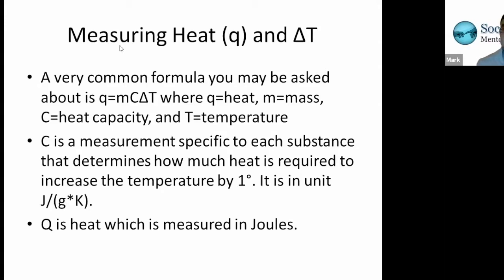C is a measurement specific to each substance, and it determines how much heat is actually required to increase the temperature by 1 degree, right? And this can be 1 degree Celsius, 1 degree Kelvin, they're the same again. It is in units of joules per gram times Kelvin. Again, I use Kelvin here. Could be Celsius. It's the same. The number would be, I think, a little bit different, but you can use either, right? You don't have to convert all the time. Depends what they give you and what units. It would be easier, right?